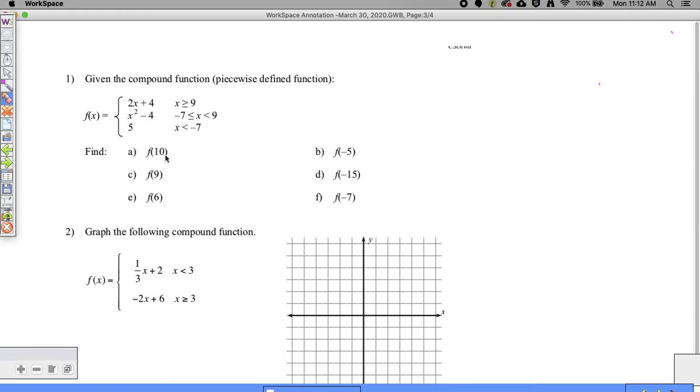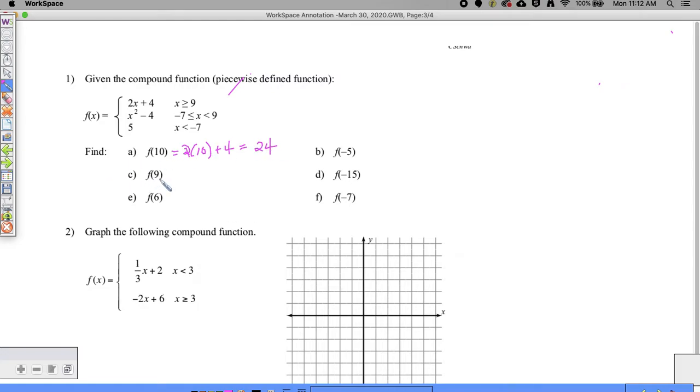So for example, if you look at f of 10, well, 10 is bigger than 9, and this function here applies for anything that's 9 or bigger. So 9, 10, 11, 12, off into infinity. If I want to find out what f of 10 is, I'm going to plug it into the top function, 2x plus 4, right? So this is going to be equal to 2 times 10 plus 4, so that's going to give me 24, okay?